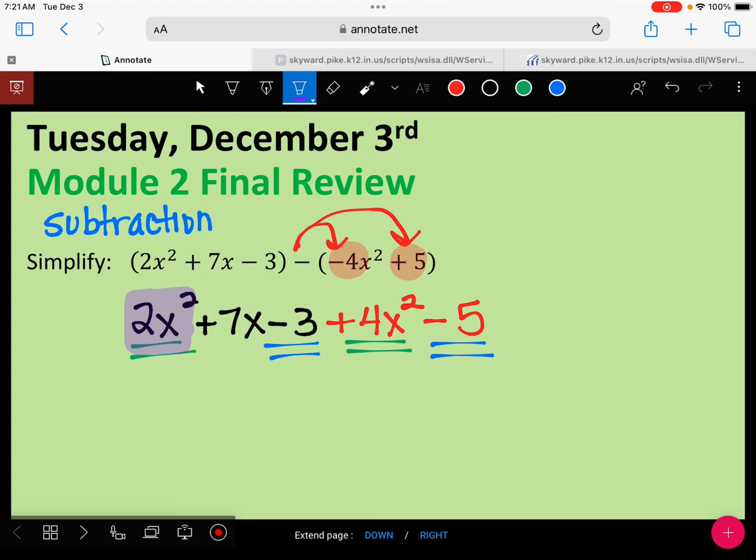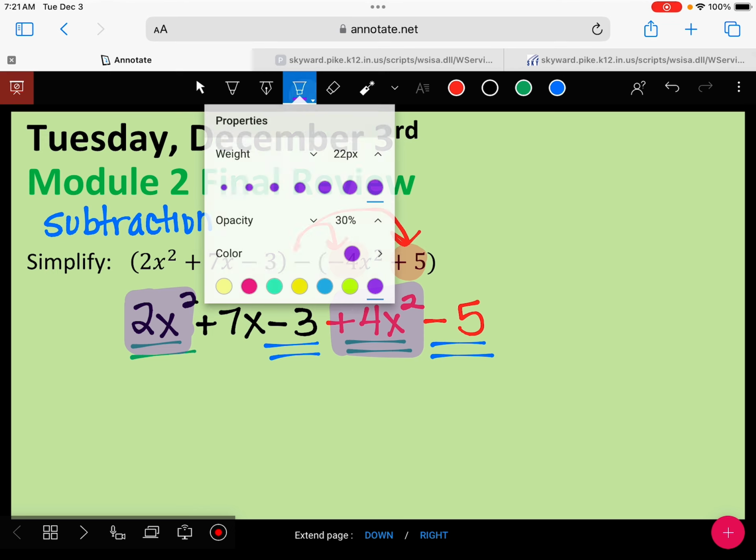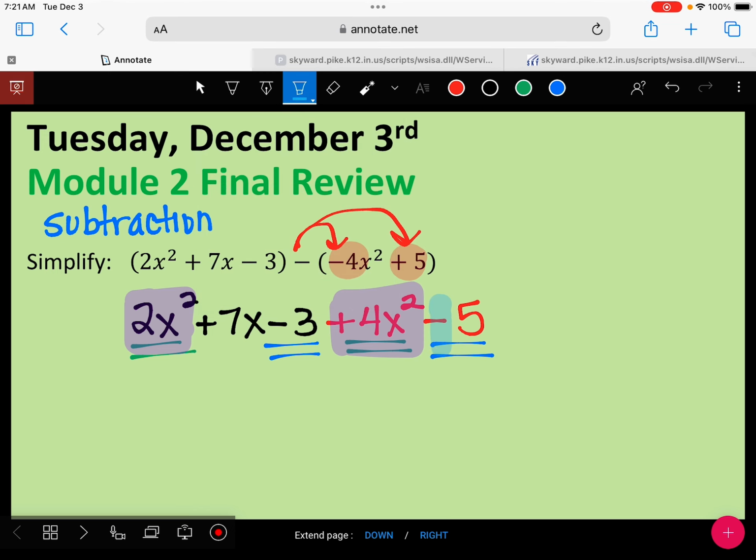So these are like terms because they both have an x squared. That makes them like terms. And then these two are like terms because they don't have a variable. We call those constants. So add my two purple terms, add the two blue terms. And then the one that I didn't highlight doesn't have a like term, so that one won't change.